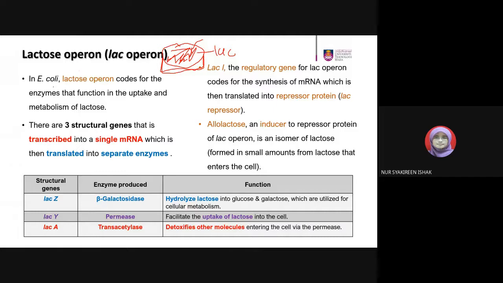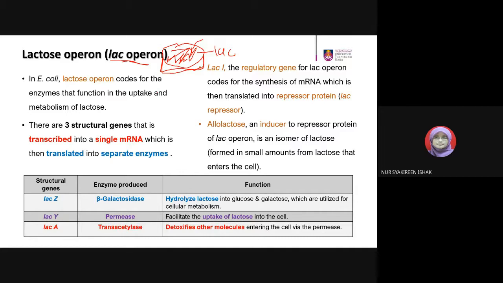So lactose ni adalah sumber makanan untuk bakteria ni. So in order for the E. coli to use up the lactose, the genes in the lac operon will be used. Okay, so it means that the operon will be switched on in the presence of lactose. So lactose ni dia akan masuk dalam bacterial cell ni, dan sebahagian, okay, it says here a small amount of the lactose that enters the cell will be converted into its isomer, which is allolactose. Allolactose functions as an inducer.